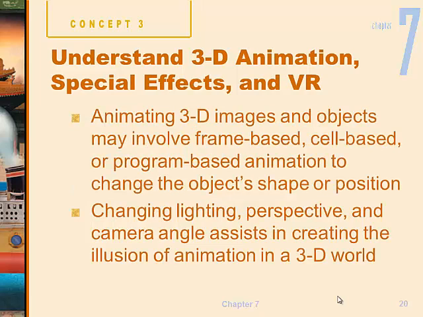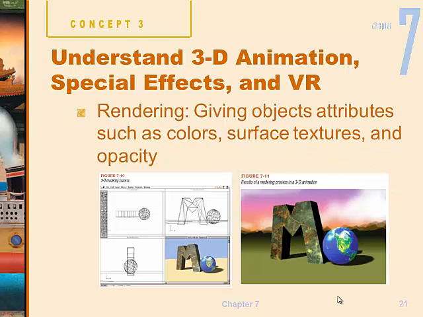Animating 3D images and objects may involve frame-based, cell-based, or program-based animation to change the object's shape and position. Changing lighting, perspective, and camera angles assist in creating the illusion of animation in a 3D world. The rendering, giving objects attributes such as color, surface textures, and opacity. You see there in that image, it goes from the wireframes down to the finished image with the textures applied.